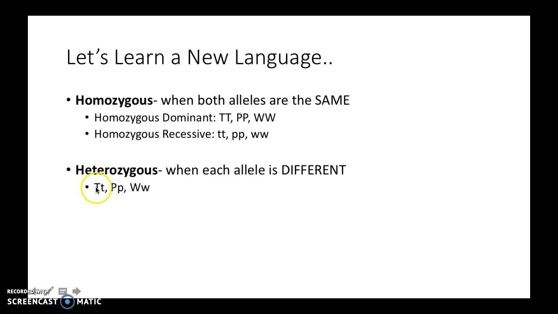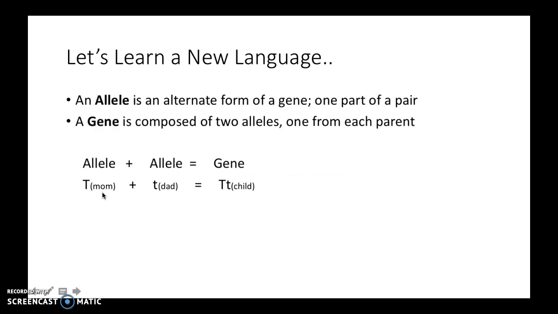In this instance, the individual will have the dominant trait because they have the dominant allele, but they will have the ability to pass on the recessive trait to their offspring. Again, they don't have this trait, but they can pass it on. An allele, individually, the letter is an allele. Together, they form a genotype. 2 alleles, 1 from each parent.